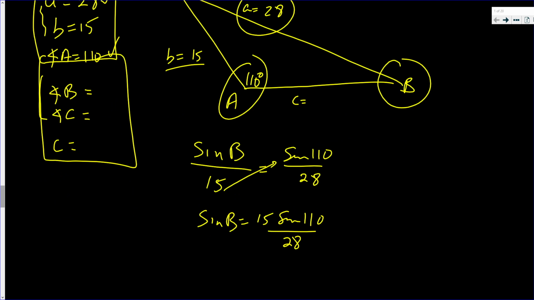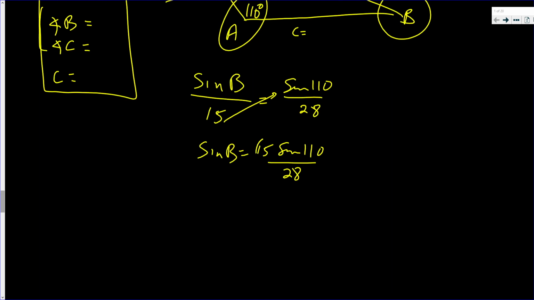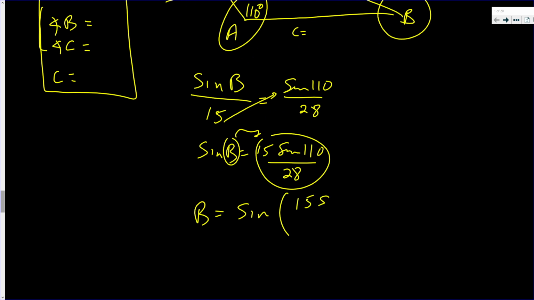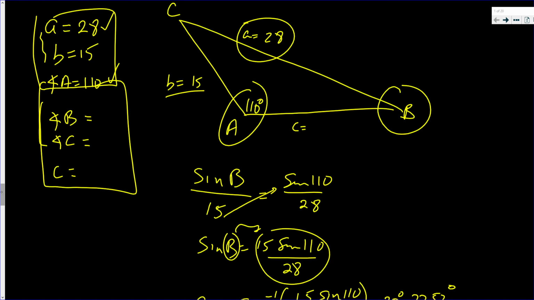Now I said we're going to find the sine of B. You don't have to. In fact, you really shouldn't. You could interchange those two. B is equal to the inverse sine of 15 sine 110 over 28. But we have to put inverse. And it turns out that this is approximately 30.2252 degrees. So we now have B.